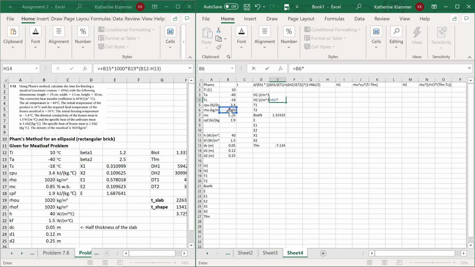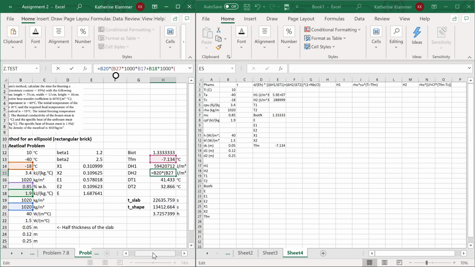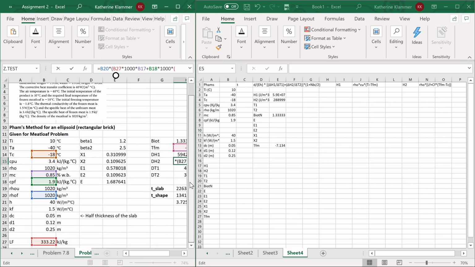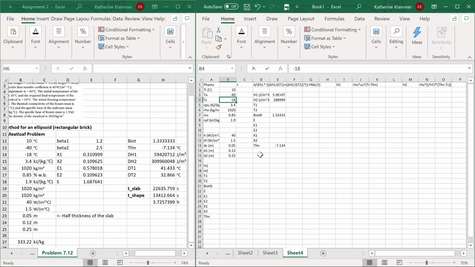So rho times LF. Again, LF is just 33.332 times the moisture content. Pretty sure that's how. Moisture content. Oh, yeah, because it's down here. Yep, okay. So, sorry, just checking my work.